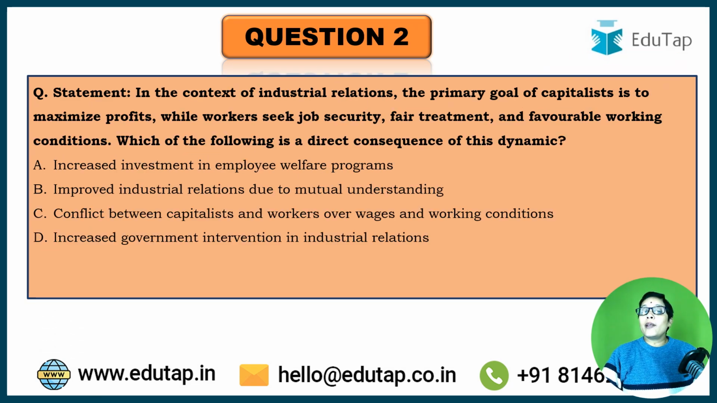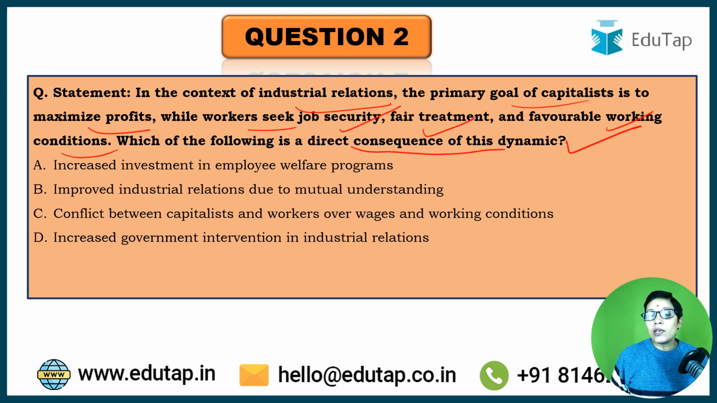So moving on to our next question, इसमें एक statement है and based on the statement you have to give me the correct answer. So statement ये बोलता है, in the context of industrial relation, the primary goal of capitalist is to maximize profits. मिनिमल इन्वेस्टमेंट के साथ मैक्सिमम प्रॉफिट्स उनको चाहिए. While workers seek job security, fair treatment and favorable working conditions, ये workers का condition रहता है कि हमें ये सब मिलना चाहिए. Now in such case, what or which of the following is a direct consequence of this dynamic? दोनों का गोल तो हमें समझ में आ गया है.